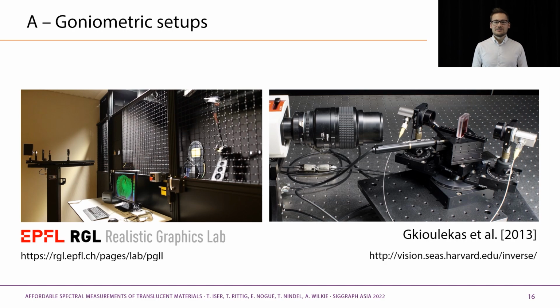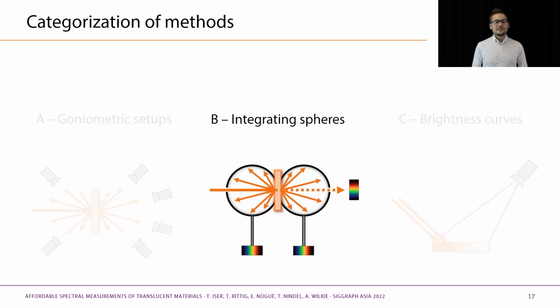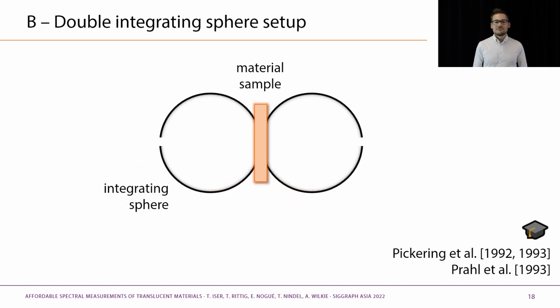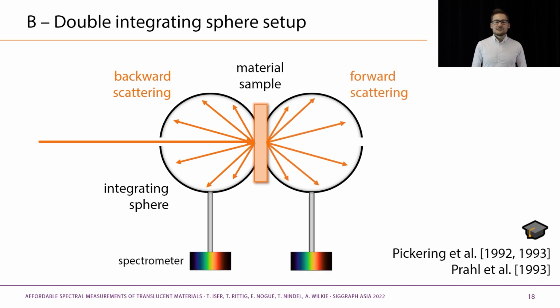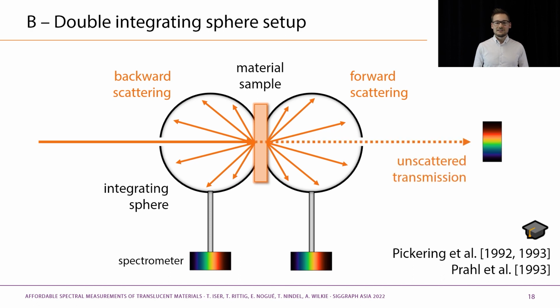That gets expensive. The second category uses integrating spheres. And here you can see a setup with 2 of them. You shine a collimated beam onto the material, and some of the light scatters backwards and some forwards. This light is collected using the spheres connected to 2 spectrometers. You can also use a third spectrometer to detect the unscattered transmission. Unfortunately, integrating spheres are expensive because their interior is coated with a highly reflective material.